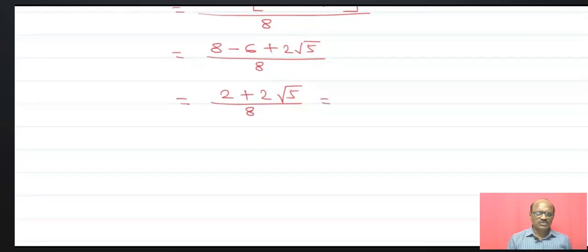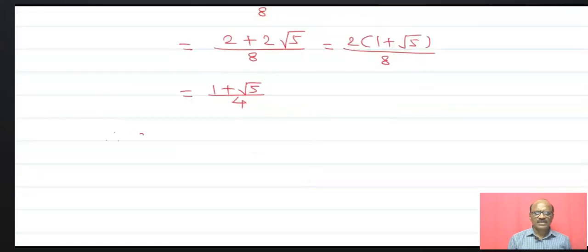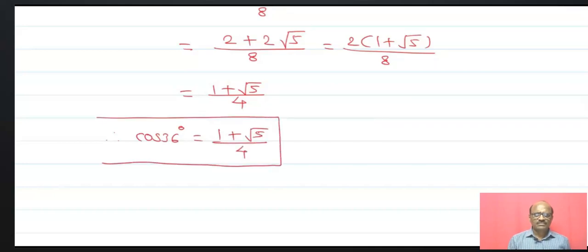Take 2 as common. Then you will get 2 in bracket (1 plus √5) upon 8. That is (1 plus √5) upon 4. And this is the value of cos of 36 degrees, that is (1 plus √5) upon 4. Now we'll see the next example.